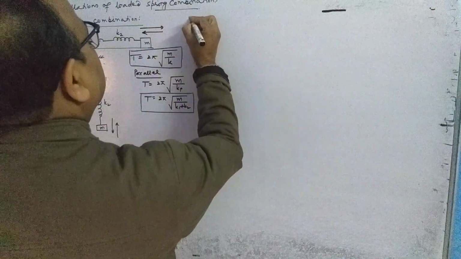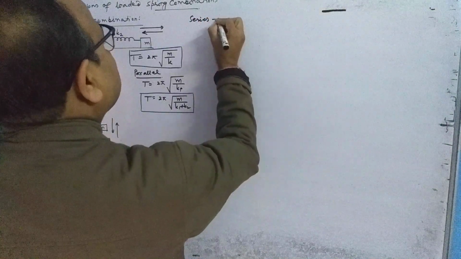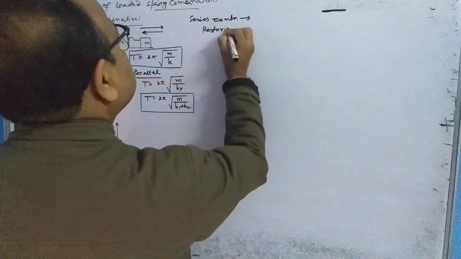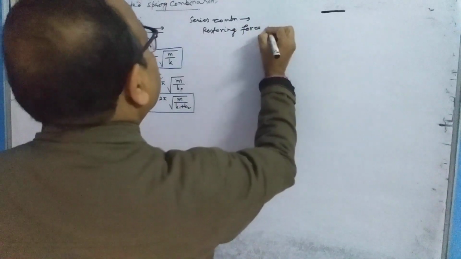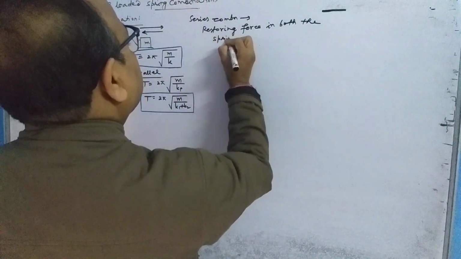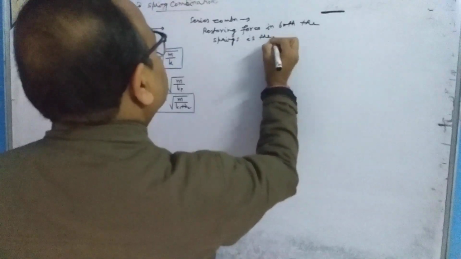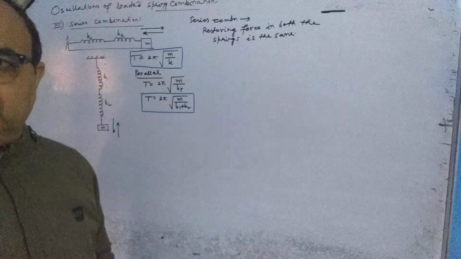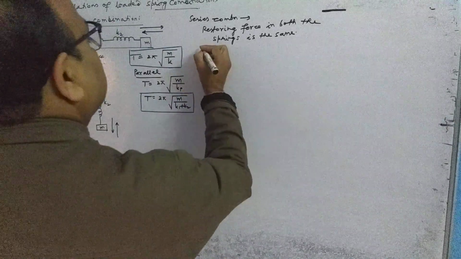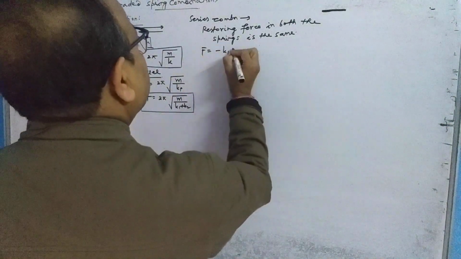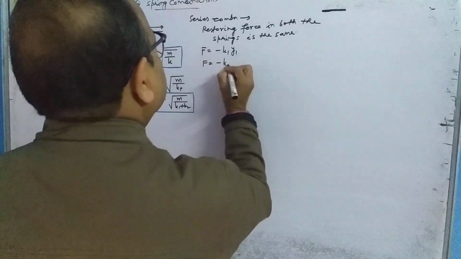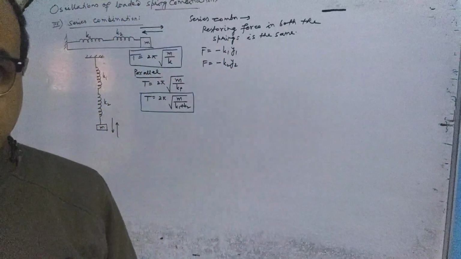In series combination, I write here: the restoring force in both the springs is the same. But the extensions or compressions will not be the same. So we have F = -K1 Y1 for the first spring and F = -K2 Y2 for the second spring.